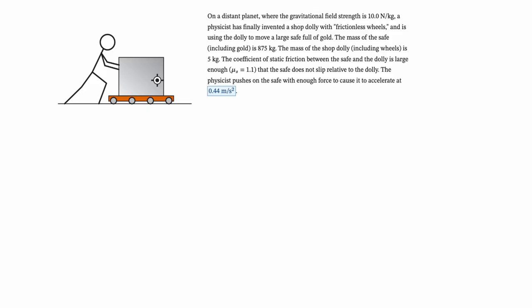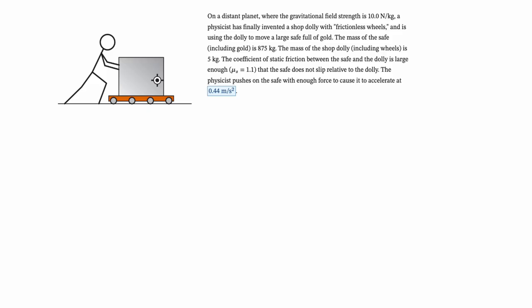It says on a distant planet where the gravitational field strength is 10 newtons per kilogram, a physicist has finally invented a shop dolly with frictionless wheels and is using the dolly to move a large safe full of gold. The safe, including the gold, is 875 kilograms. The mass of the shop dolly, including the wheels, is 5 kilograms. The coefficient of static friction between the safe and the dolly is large enough, mu s is 1.1, that the safe does not slip relative to the dolly. That's important. The physicist pushes on the safe with enough force to cause it to accelerate at 0.44 meters per second squared.